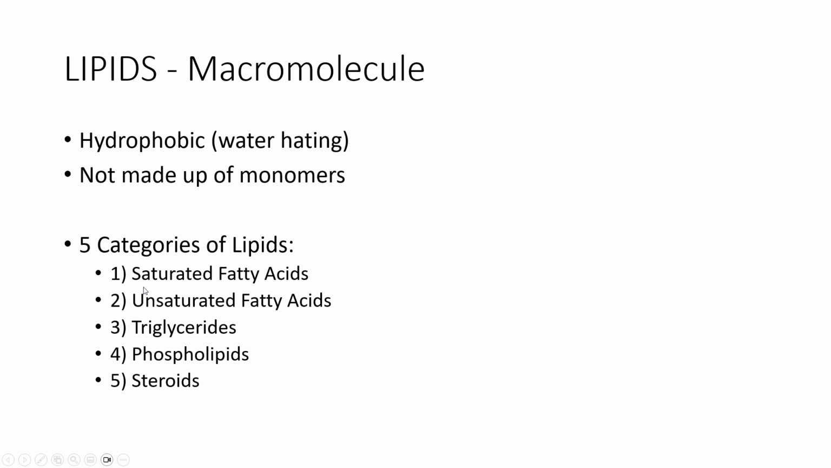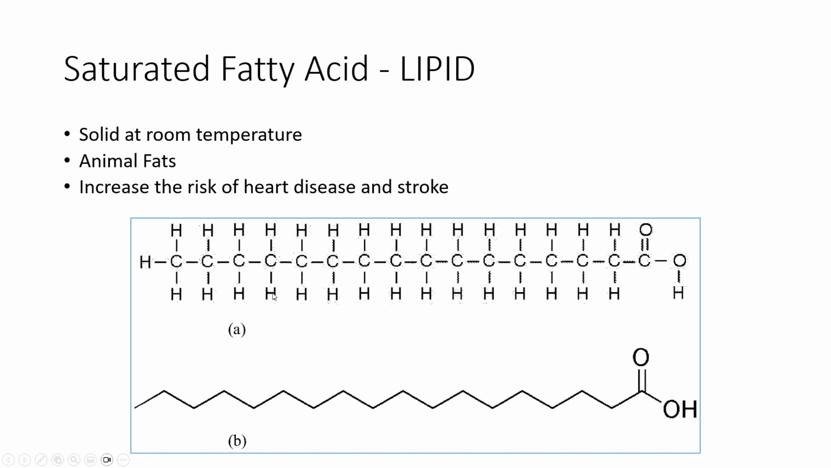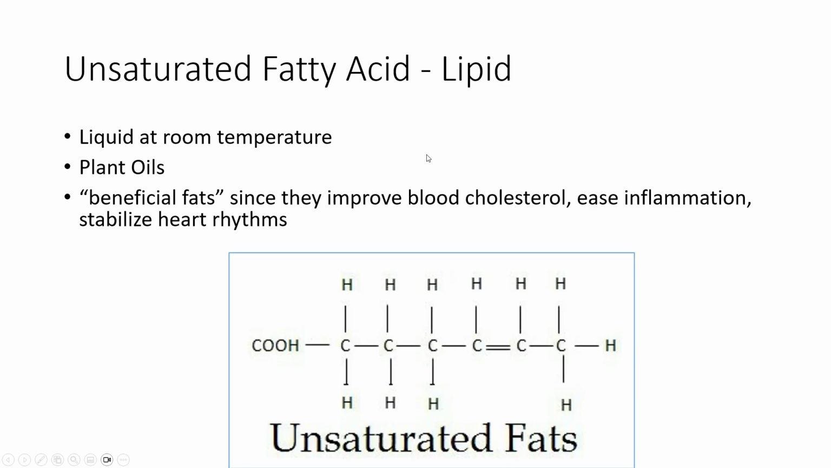You could say saturated fatty acids, unsaturated fatty acids, triglycerides, phospholipids. Those are 4. You don't have to talk to me about steroids. So you just pick 4 of these 5. Give a characteristic or function of each. So of the 4 that you pick, give a characteristic or function of each. So if you pick saturated fatty acids, you could say they're solid at room temperature, or you could say they're made of animal fat, or you could say they increase the risk of heart disease and stroke.